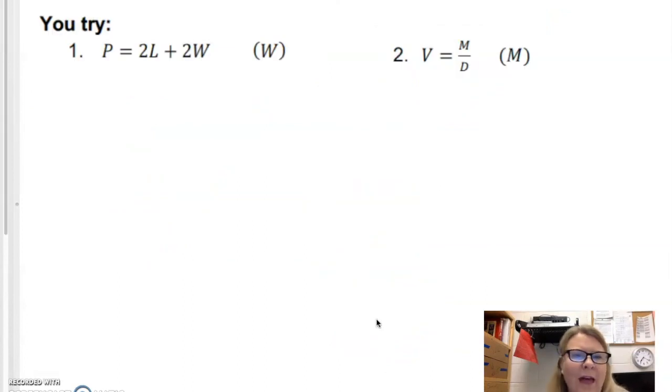Okay, now that's 2 examples. It's time for you guys to do the you try, and make sure you check your answers to see if you got them correct.